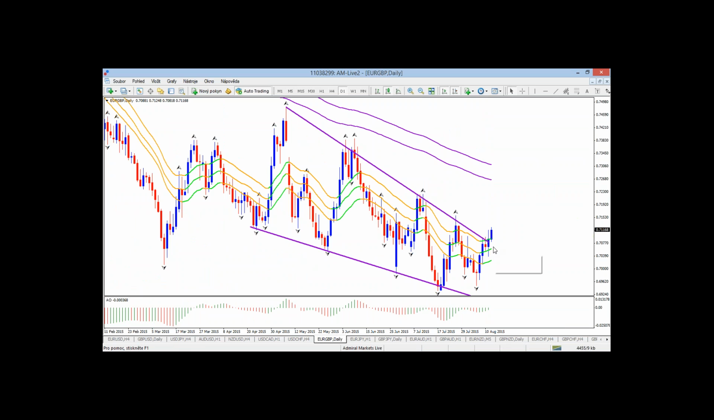Euro pound is trying to break out of this falling wedge. Very first attempt. Not something I want to trade, but interesting. Could show more euro strength than pound strength. Yeah, I think that those are the pairs we normally look at as far as I remember.